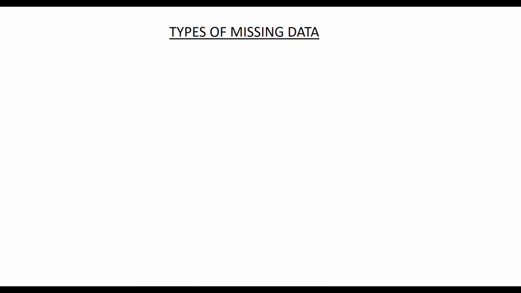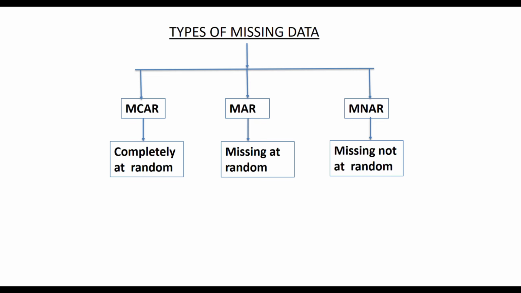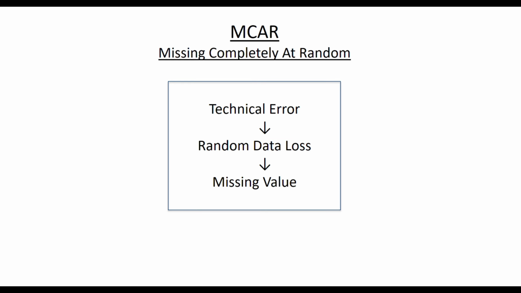Let's know about types of missing data. This is one of the most important theoretical concepts in missing data. So listen very carefully. There are 3 types of missing data: MCAR, MAR and MNAR. The first type is MCAR, which stands for missing completely at random. This is the simplest case. Here, the probability that a value is missing is completely unrelated to the data.